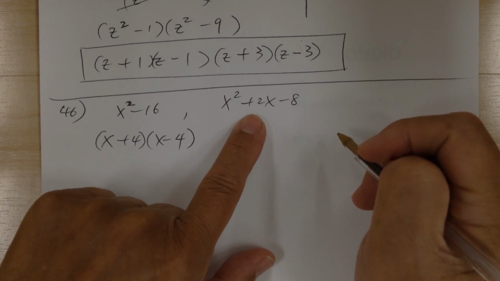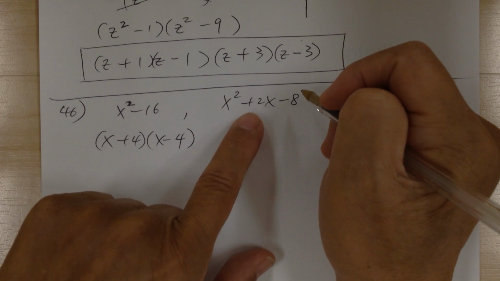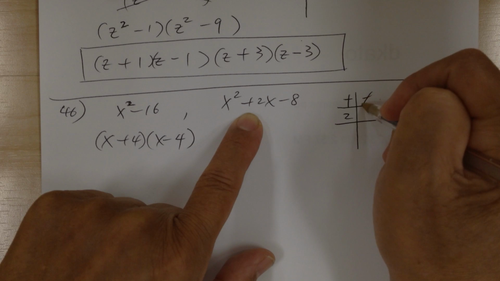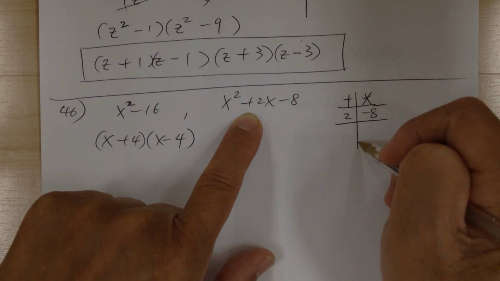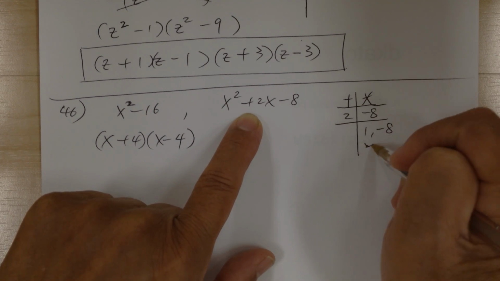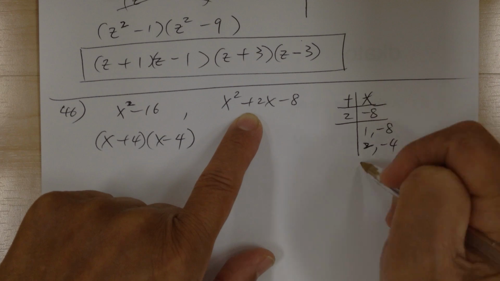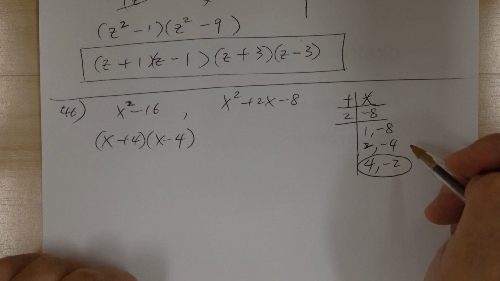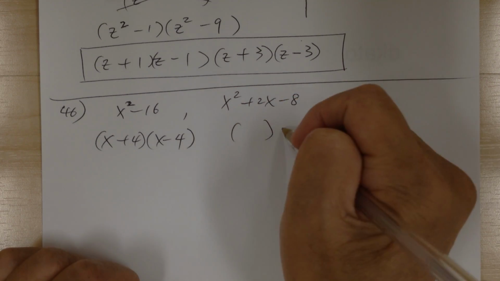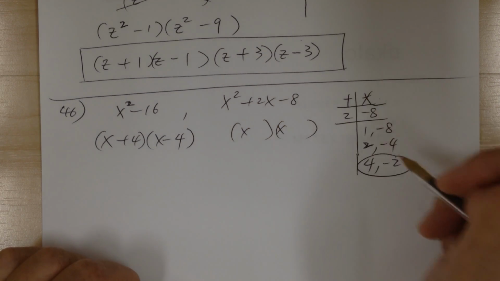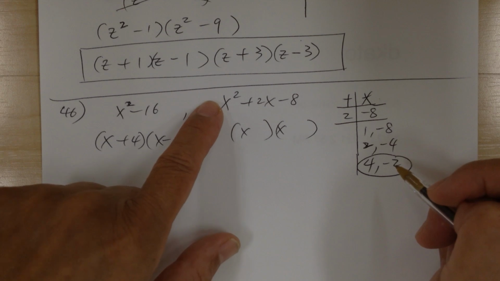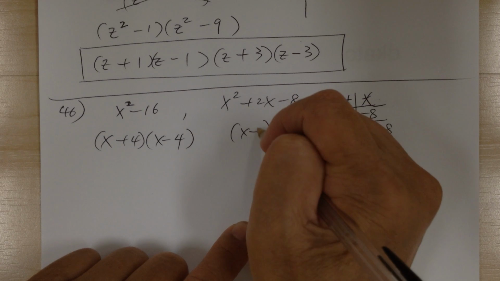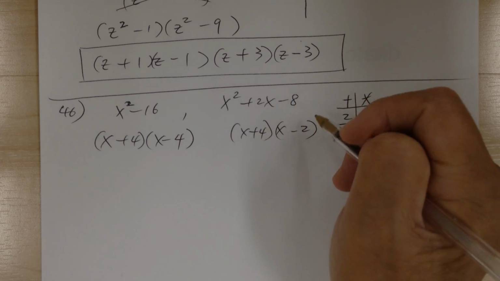This one I can go through the steps. So step 1, 2, 3, 4. This is the match the product. You have to add to get 2 and multiply to get negative 8. So 1 and negative 8, 2 and negative 4, 4 and negative 2, and that's it. And since the coefficient is 1, you can just put this in here. So it'd be plus 4, minus 2.